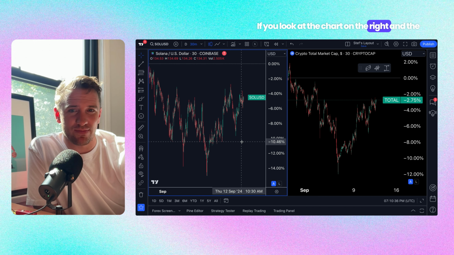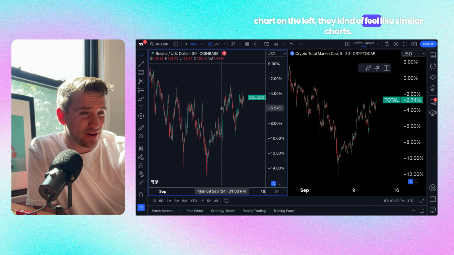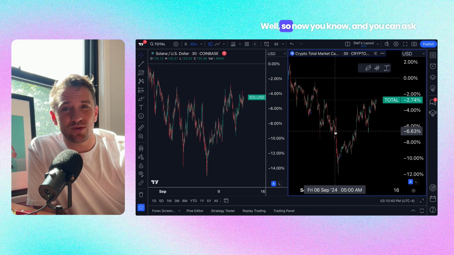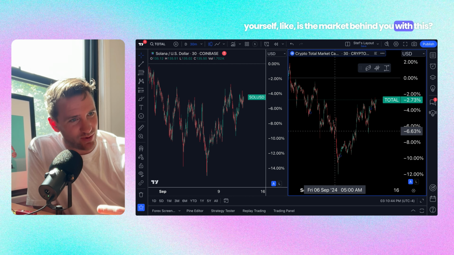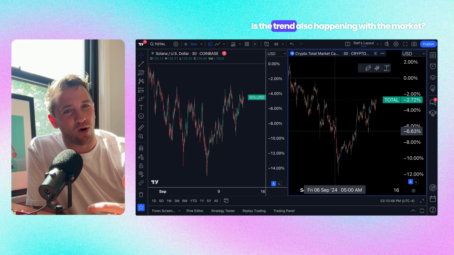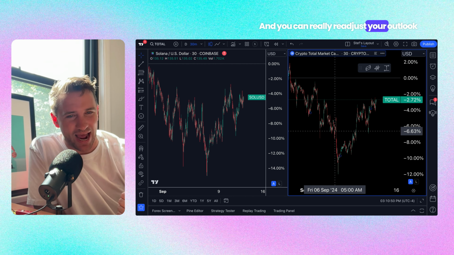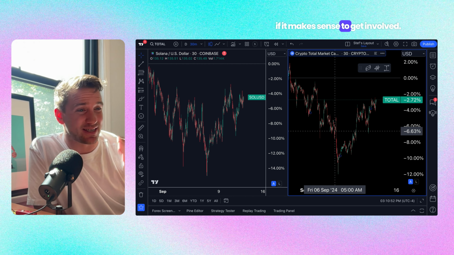If you look at the chart on the right and the chart on the left, they kind of feel like similar charts. Well, so now you know, and you can ask yourself, is the market behind you with this? Is the trend also happening with the market? And you can really readjust your outlook if it makes sense to get involved.